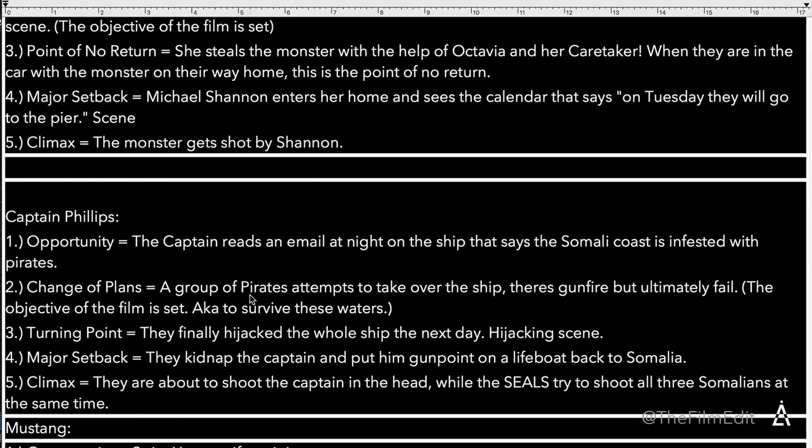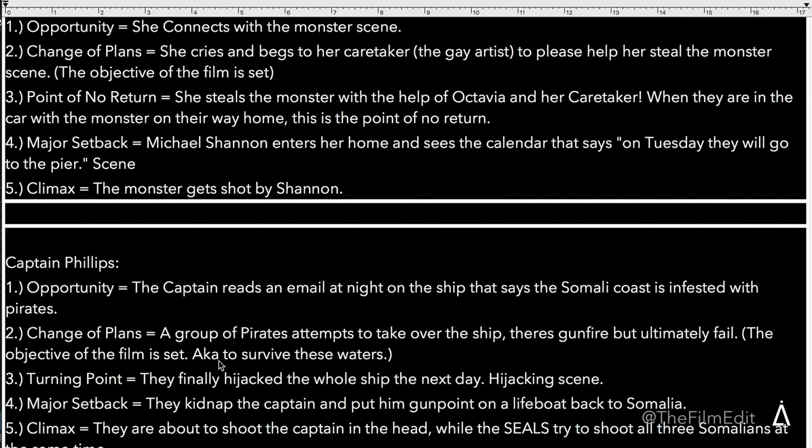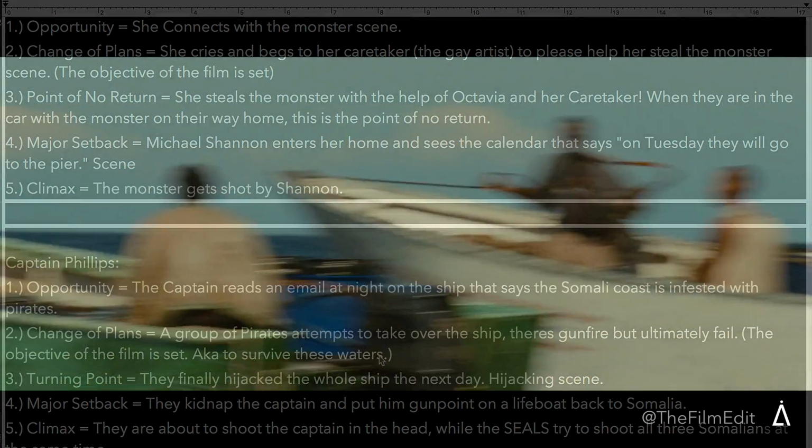In this scene, a group of pirates attempts to take over the ship. There's gunfire, but they ultimately fail. The objective of the film is set, just like this one. The objective of the film is set, aka to survive these waters.